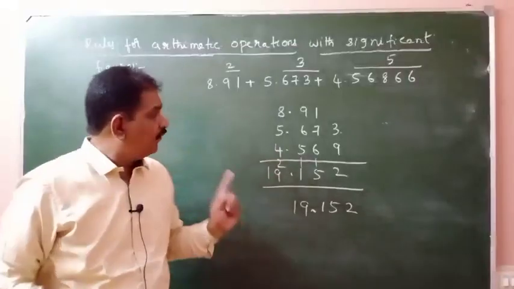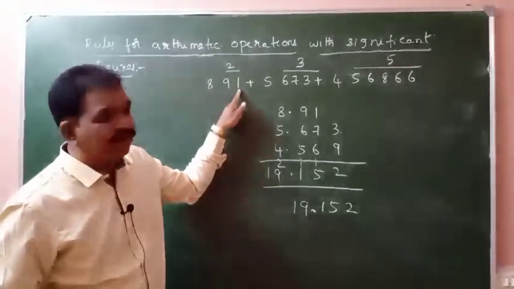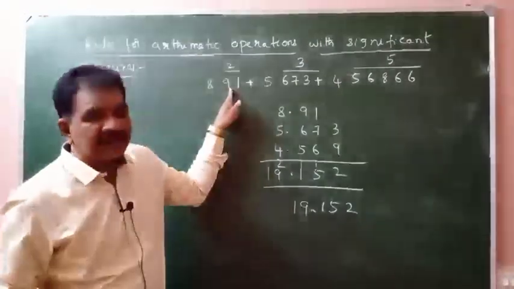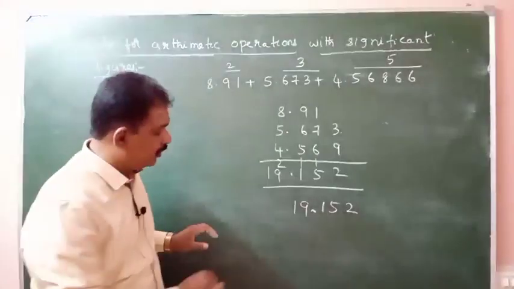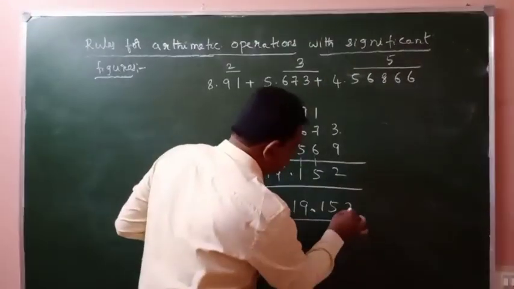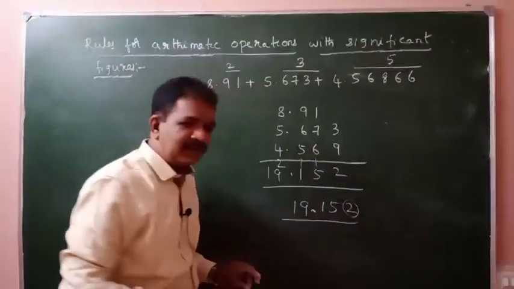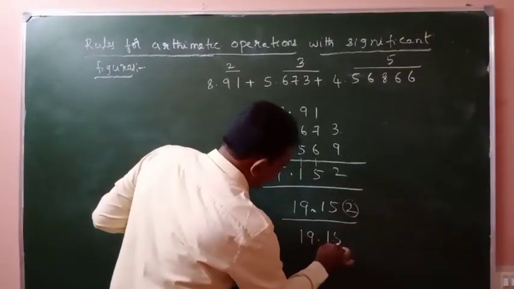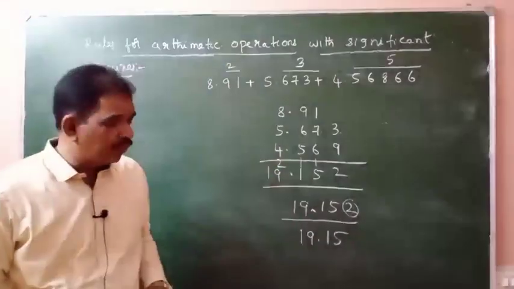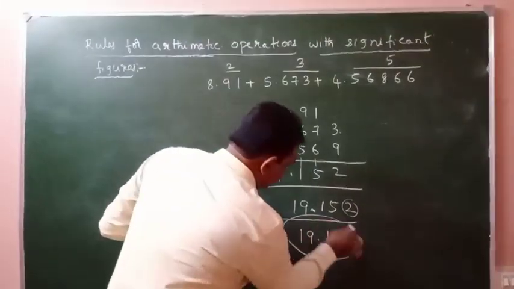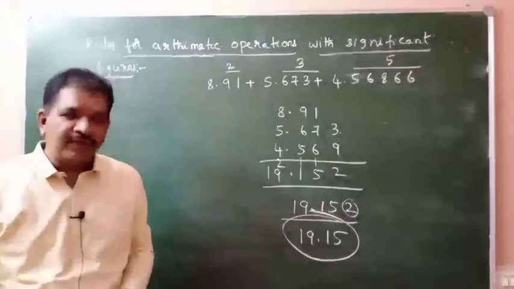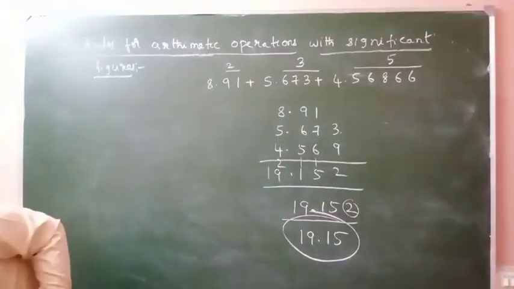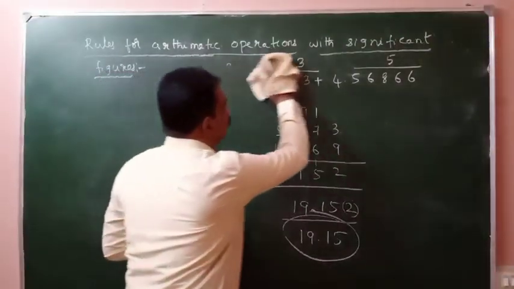Okay. But final answer will have how many significant figures? 2 only, because this number is having 2 significant figures only. So we have to discard this 2. Preceding digit will not be changed because that is less than 5. So answer will be 19.15. In subtraction also you have to follow the same rule.